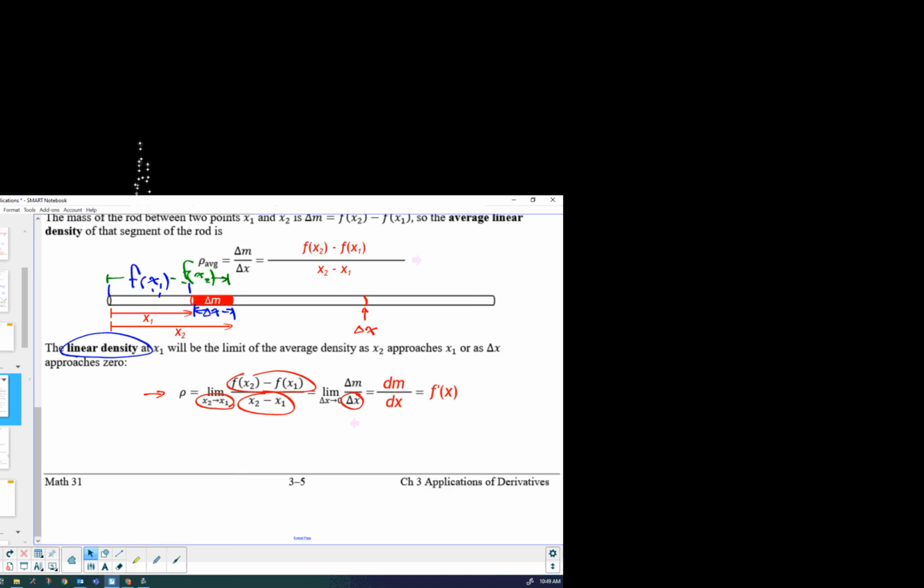We can choose it from wherever we want. And so what's going to happen is our function, our mass function, will be defined from one end or the other end. And to simplify it, we'll typically just do the left end. But we could adjust it however we needed to.